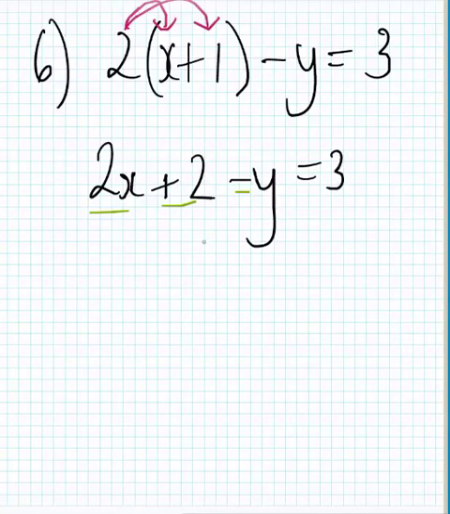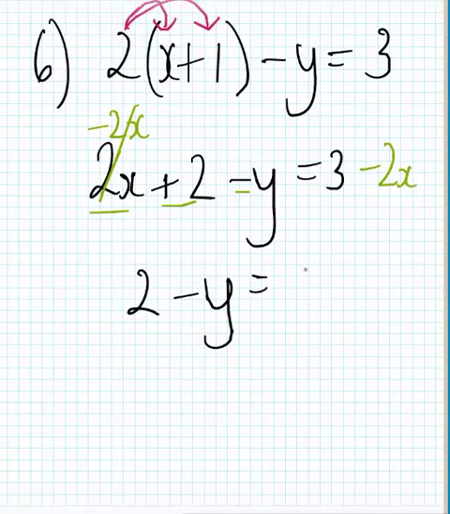And the first one, you can actually get rid of the 2x first or the 2. But we'll get rid of this 2x first because it's on this side. And it's a positive 2x, so we minus 2x. So that becomes 0 and minus 2x on that side. So what we have now is 2, it's a positive 2, which can be now invisible, the positive, minus y equals 3 minus 2x.